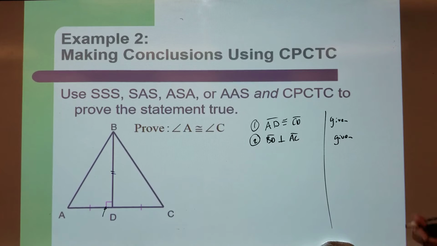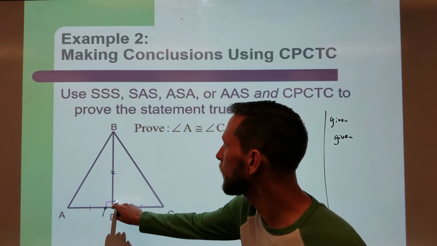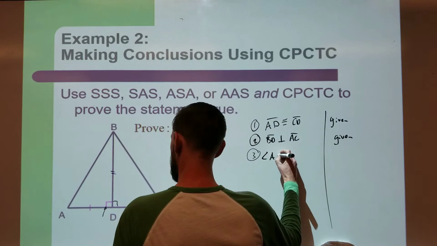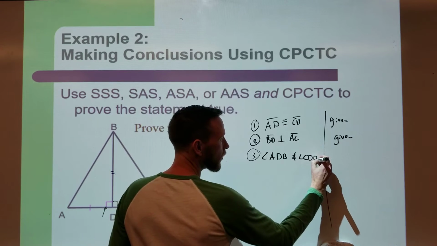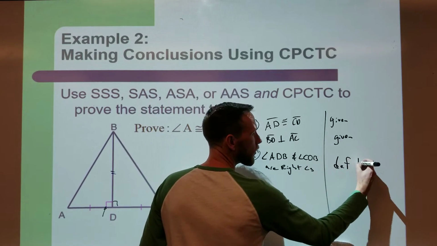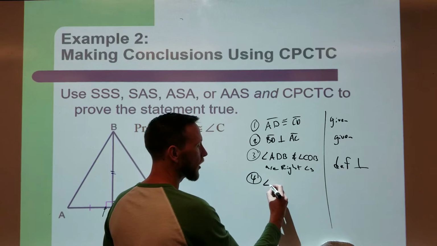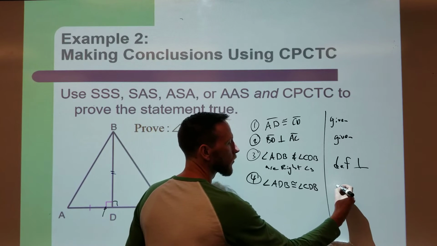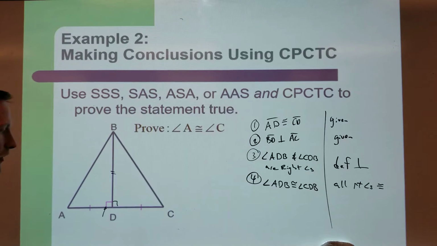All right? But now we know that the angles that are formed at point D are both going to be right angles. That's the definition of perpendicular. So we will say angle ADB and angle CDB are right angles. That's the definition of perpendicular. Because those angles are right angles, we know that those angles are congruent, because all right angles are congruent. Theorem 2-4, if we recall that.